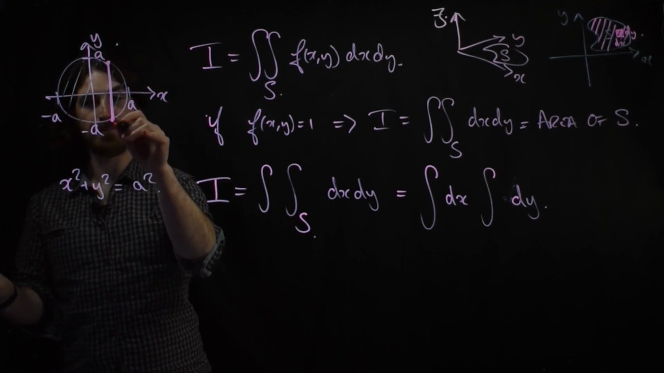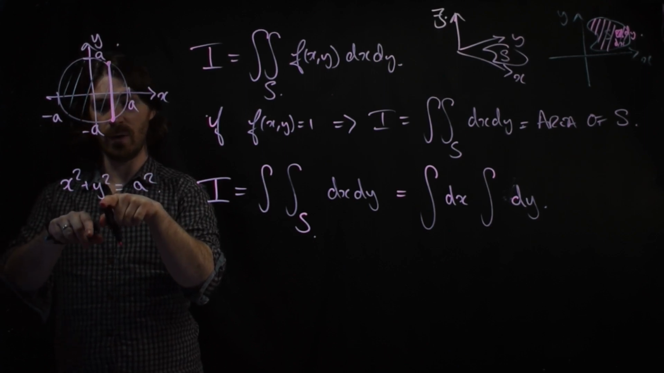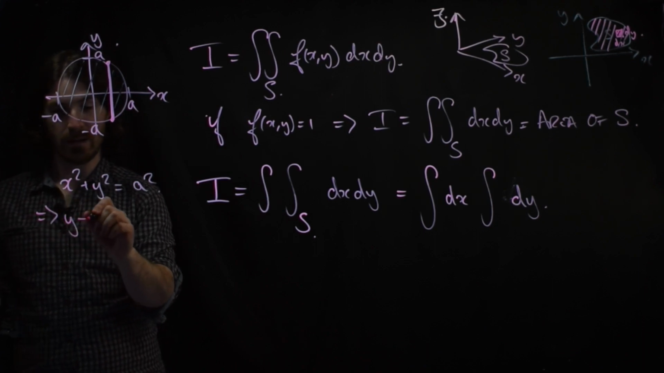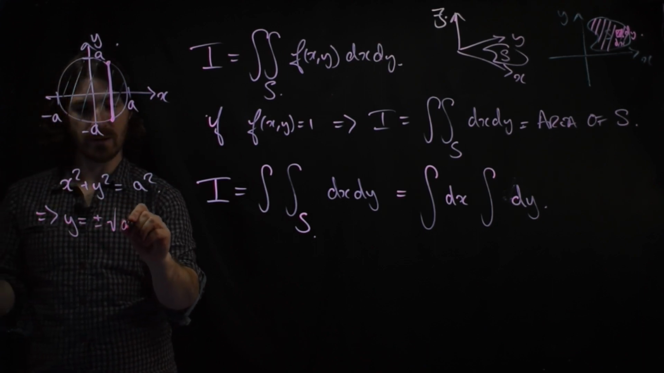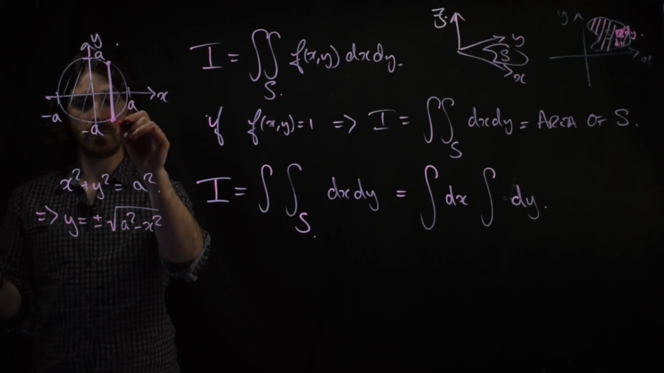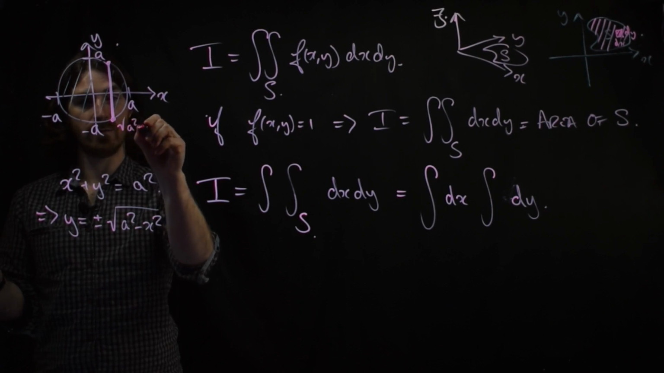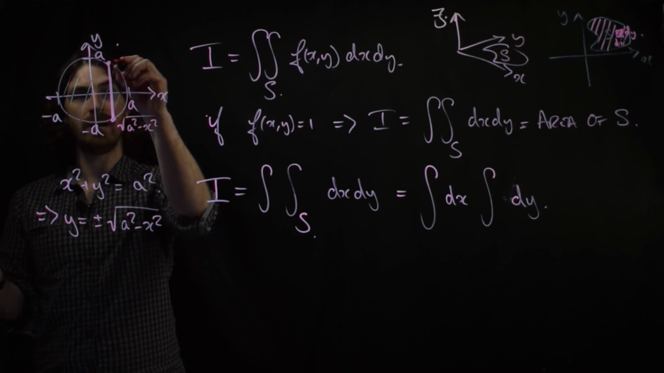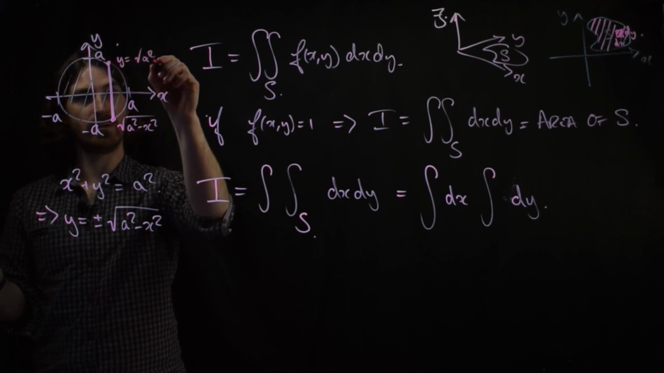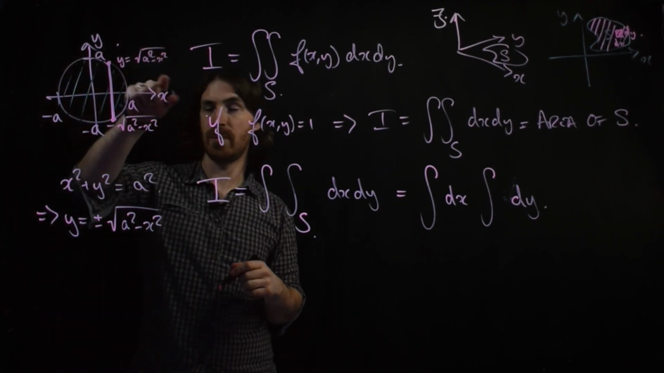If we rearrange this, we've got y equals plus or minus the square root of a squared minus x squared. This one corresponds to the minus sign. So here y is equal to minus the square root of a squared minus x squared, and here y is equal to plus the square root of a squared minus x squared. A minus here, and a plus here.